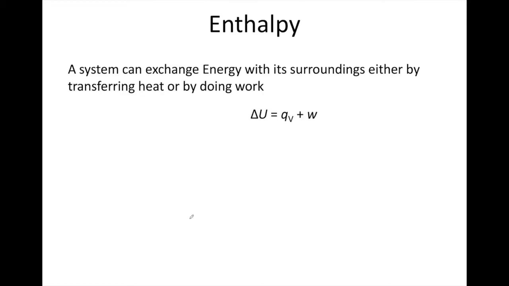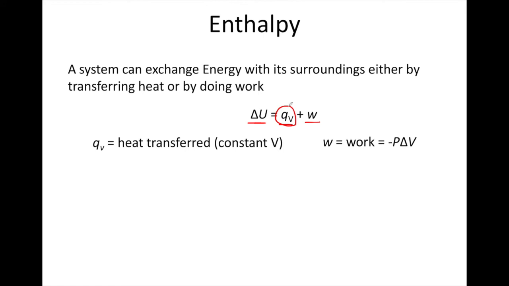Now, let's take a look at that, just maybe show it mathematically a little bit. We've already said that if a reaction has a change in internal energy, that internal energy can be released as heat or it can be used to do work, right? So let's look at that under constant volume. Let's say the heat is being released. Our system is under constant volume, right? So Q sub V is our heat transferred at constant volume, and W is the work.